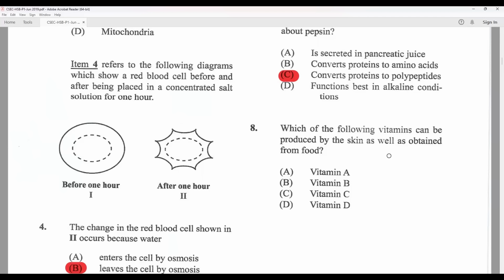Which of the following vitamins can be produced by the skin as well as obtained from food? And we're talking about the vitamin produced in the skin, which is vitamin D. You can get it from the sun, and you can get it from eating. So your diet provides it as well.